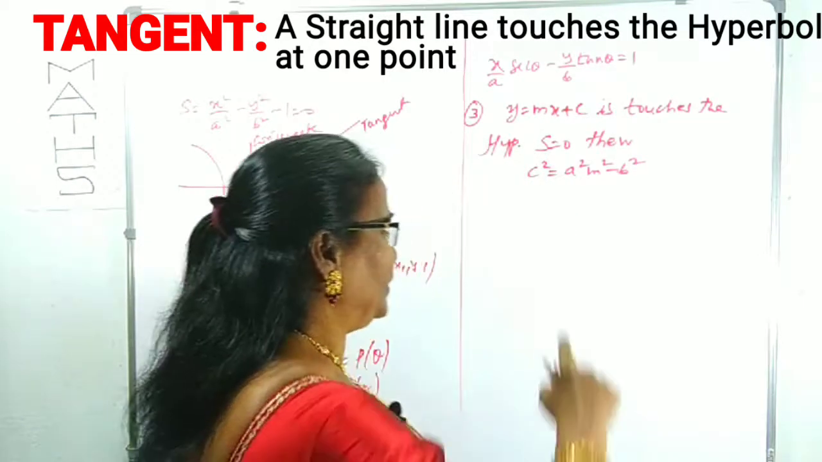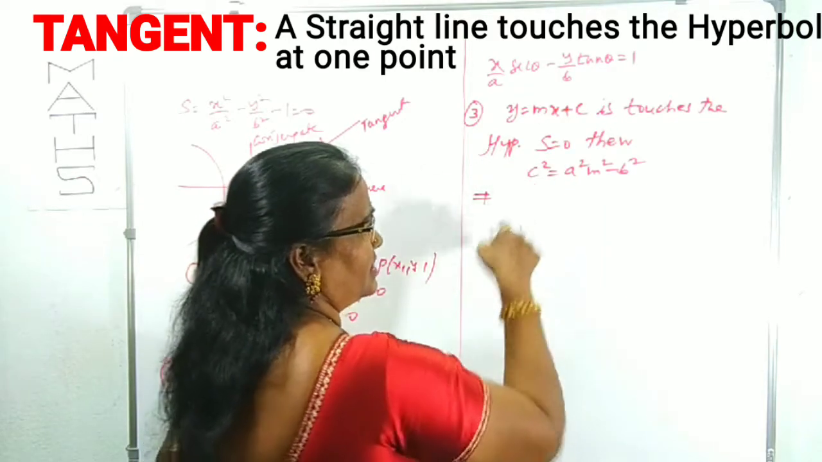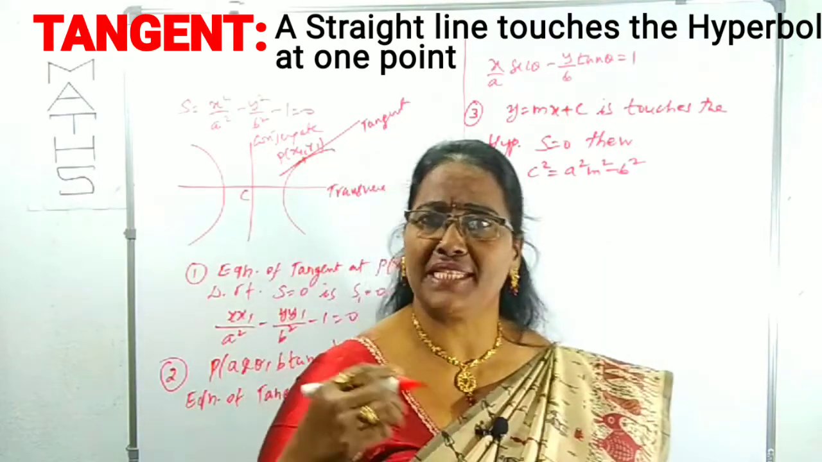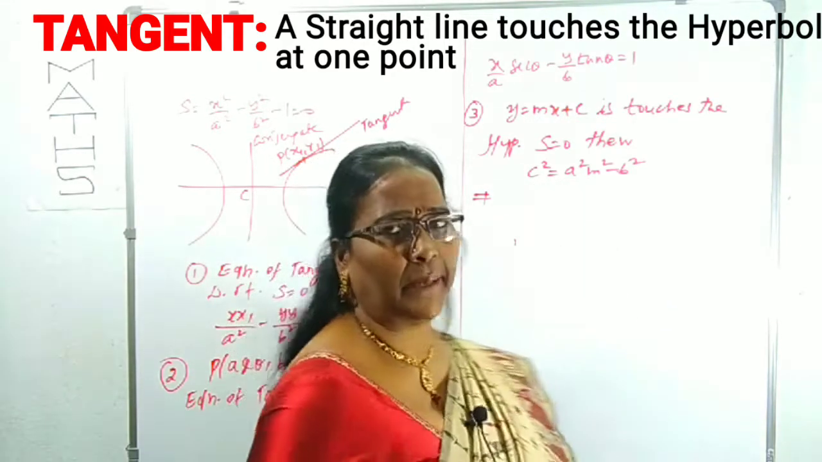By using this condition, we can recollect this equation. What is c square equal to a square m square minus b square? It means c is indirectly root over a square m square minus b square.